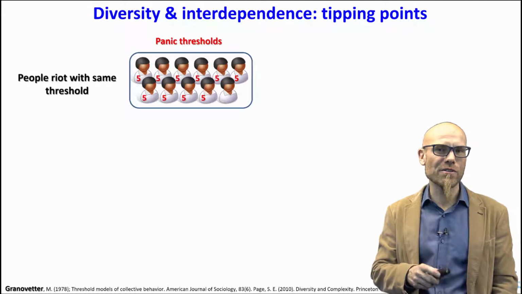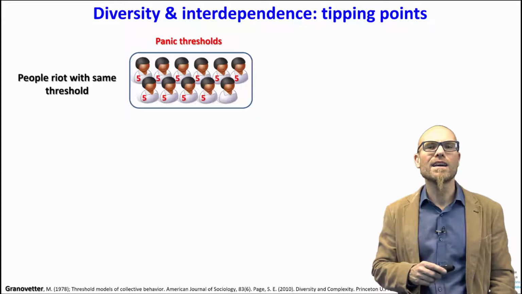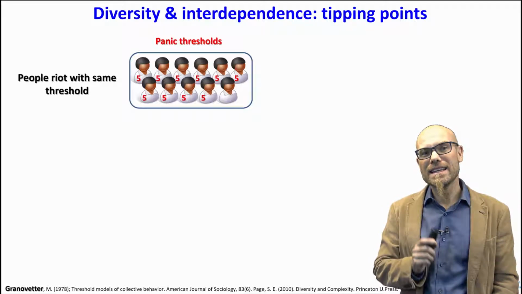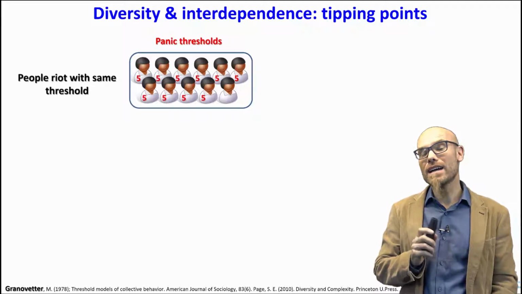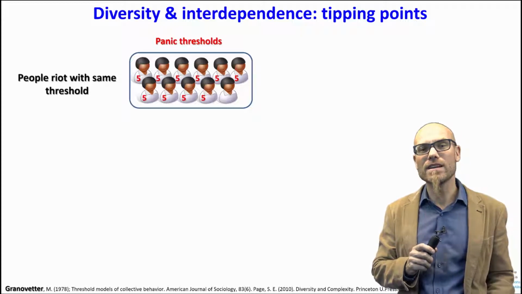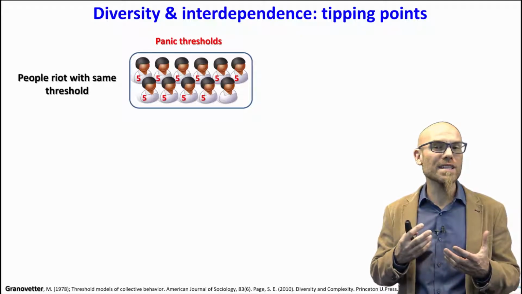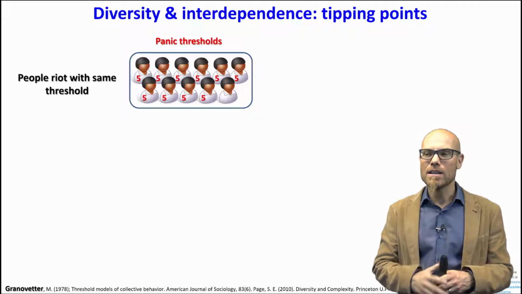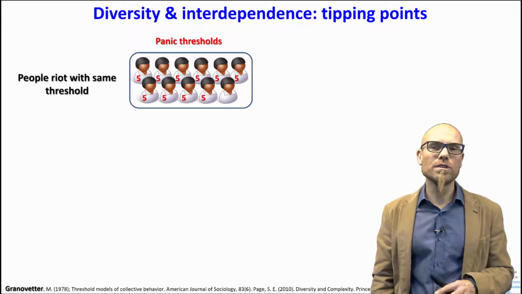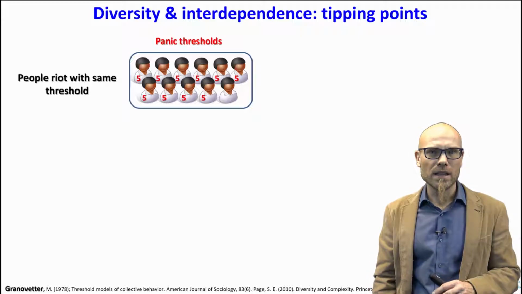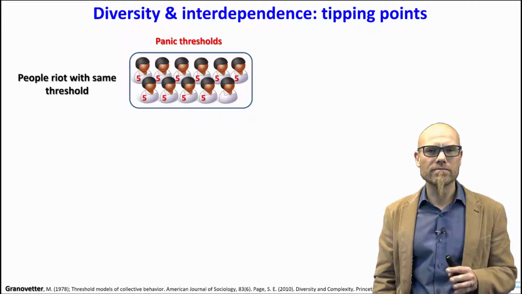This is a model from Granovetter. The Granovetter is the same Granovetter as the strength of weak ties from the networks. And he has a riot model. The question he had there is, how do riots start? Or, for example, panic in public places. So imagine you are in a mall and suddenly somebody starts running.